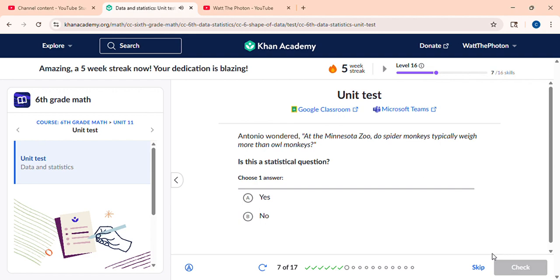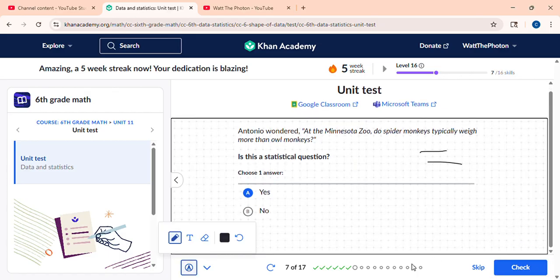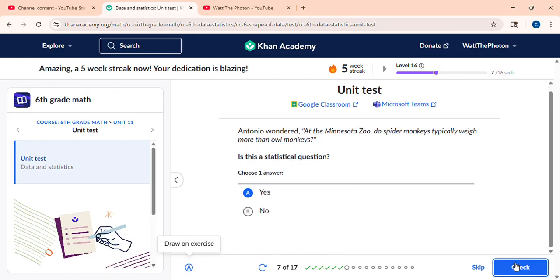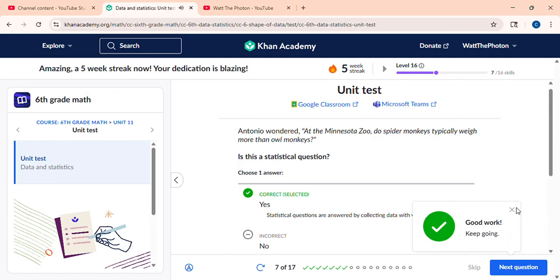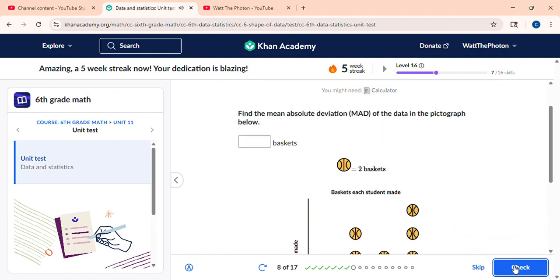Thank you. Antonia wondered, at Minnesota Zoo, do spider monkeys typically weigh more than owl monkeys? So we have, at a certain place, does this typically, I mean, you'd have a difference of means, which is by definition, I think, with variability, yeah.